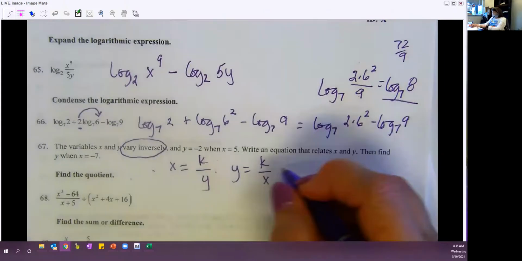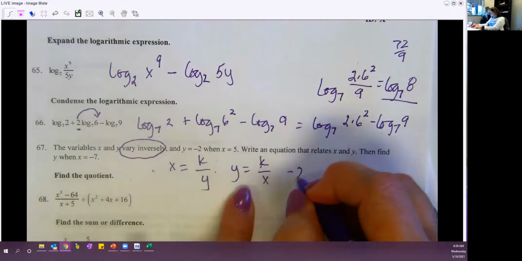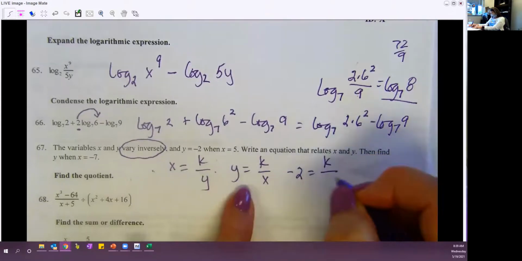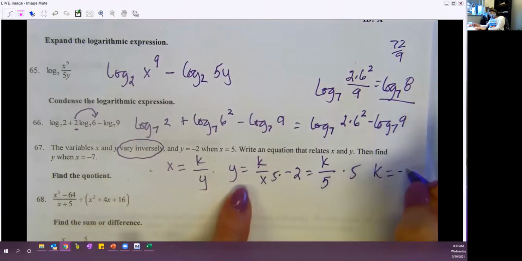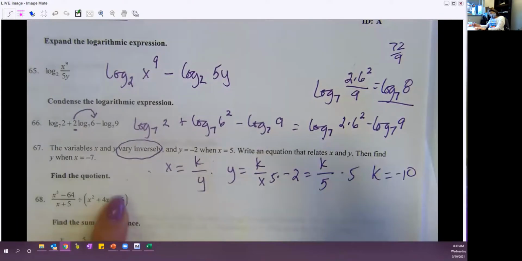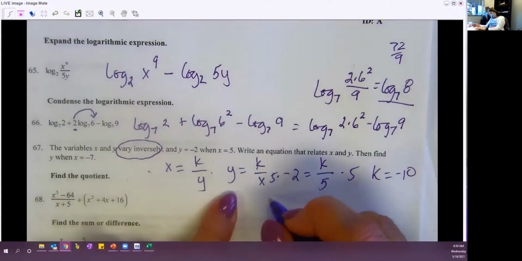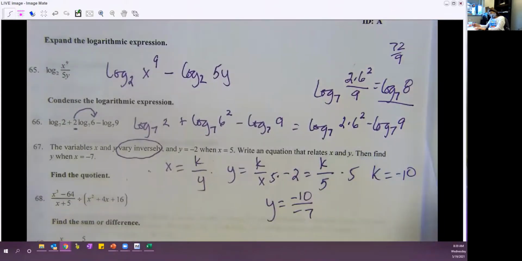So we know that, I'll just use this one. Negative 2 equals k over 5. So I multiply both sides times 5. k is negative 10. Then find y when x is negative 7. So y equals negative 10 over negative 7, which is 10/7.